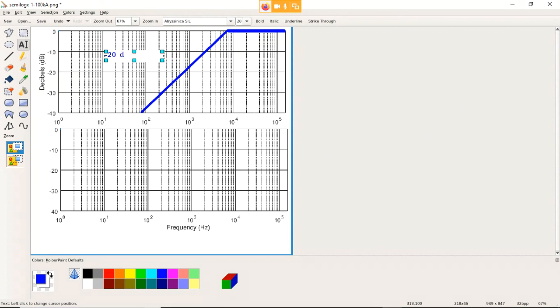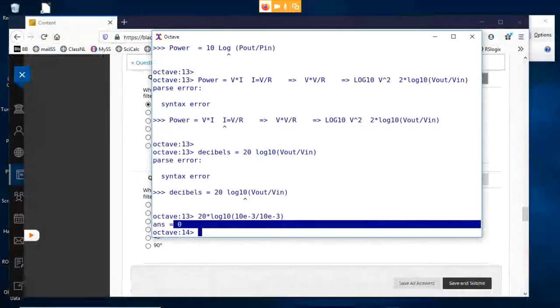Minus 20 dB per decade. Okay. So that's what this thing's doing here, it's falling off at minus 20 dB per decade. All right, but now, if we look at the phase angle, let's go back and look at the phase angle.